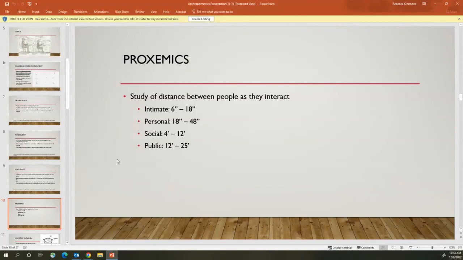Intimate is considered 6 inches to 18 inches. This is people like your immediate family, people that you know very, very well and you're extremely comfortable with. Personal is 18 inches to 48 inches. These are people that you know, probably your friends, but maybe not someone you're comfortable snuggling right next to on the couch. Social, these are people that you know their name or you interact with at work or school or something like that, and this is 4 feet to 12 feet. And then public is 12 feet to 25 feet.